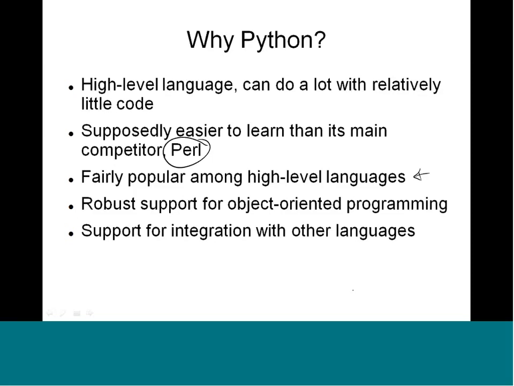And it has robust support for scripts, and also robust support for object-oriented programming. This is where, when we talk about classes and various things, we will talk about that in the coming lectures. And it also supports integration with other programming languages. So basically, if you have Perl and things like that, different modules, you can easily call those modules from Python.